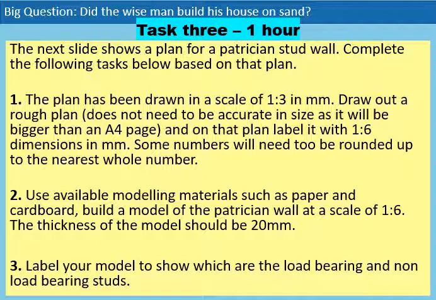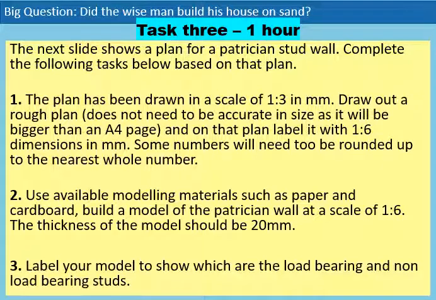So what this is asking you to do is copy out that plan on A4. It doesn't have to be accurate because it won't fit on a piece of A4 paper. And you're going to change the measurements. So instead of it being a scale of 1 to 3, you're going to make it 1 to 6. So what will you have to do to those numbers to make them twice as big?